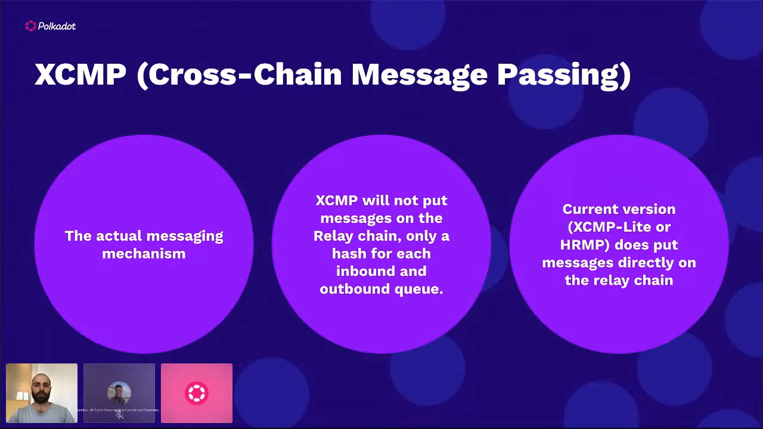XCMP, on the other hand, cross-chain message passing, is the actual messaging mechanism. XCMP will not put messages on the relay chain, only a hash of the message on the inbound and the outbound queue. Currently, the XCM version on Polkadot is version 2, and it does not have the XCMP implementation. There is HRMP, or what we call XCMP Lite, implemented right now.